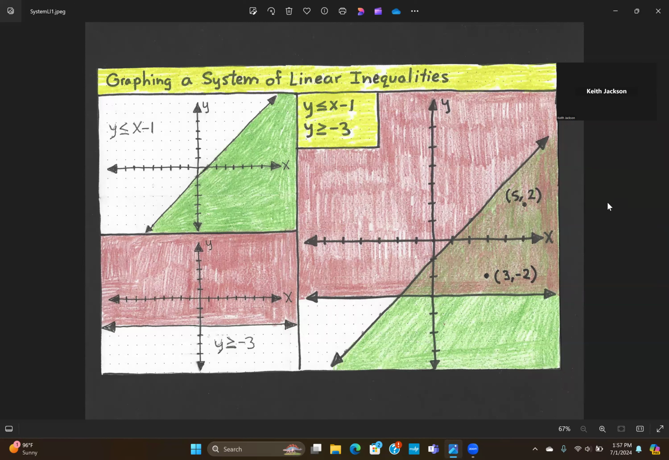This is our first video in a series of videos related to how to graph a system of two linear inequalities. And here is our big example in which we have y is less than or equal to x minus 1, and y is greater than or equal to negative 3.